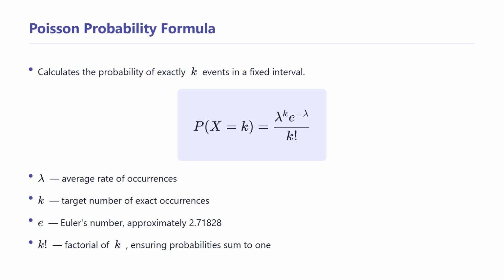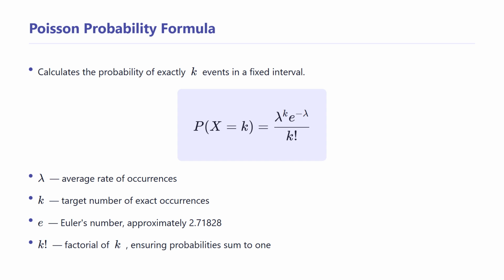Now that we understand the Poisson concept, let us examine its elegant mathematical formula. This equation calculates the probability of observing exactly k events in our chosen interval. The parameter lambda is the heart of this formula. It represents the average rate of occurrences and must be a positive number.